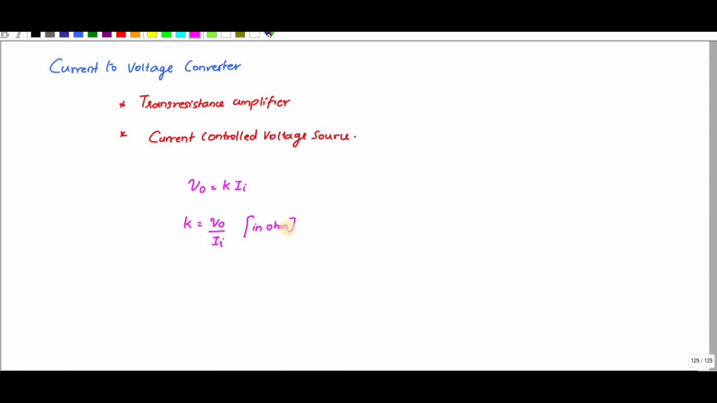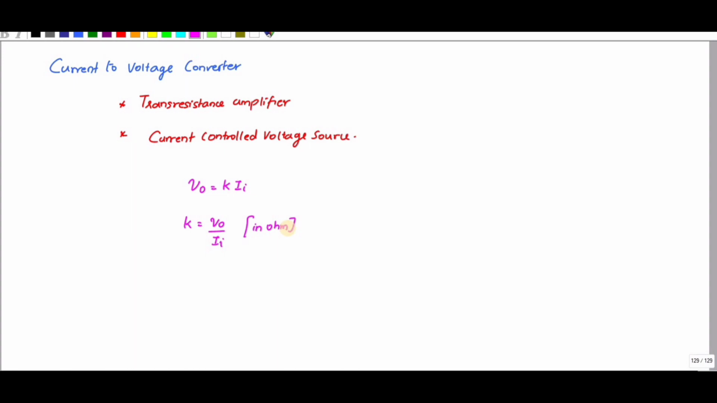This CCVS is used whenever we want to measure a voltage. For example, the output current from photo devices like photocells and photodiodes is proportional to the incident light energy, and this output current can be converted into voltage by using the current to voltage converter.